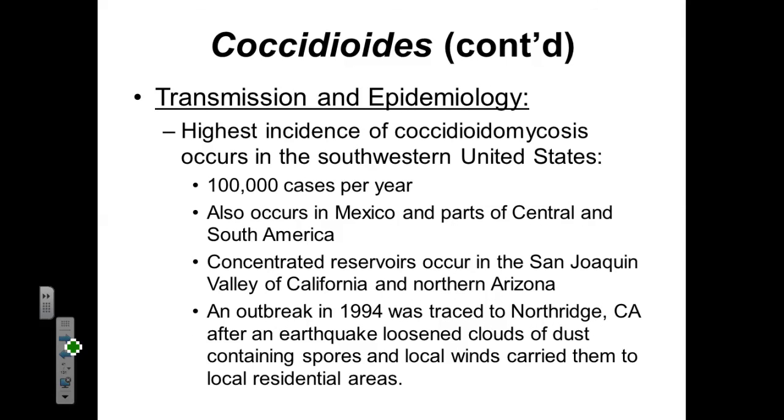This disease is going to occur most often in the southwest United States. There's approximately 100,000 cases a year. We'll also get it in northern Mexico and parts of Central and South America. Generally speaking, there are very concentrated reservoirs that occur in the San Joaquin Valley of California and Arizona. There was an outbreak as recently as 1994 that was traced to Northridge, California, and this was after an earthquake loosed clouds of dust into the air containing lots of spores, and the local winds then carried this spore-filled dust to local residential areas.